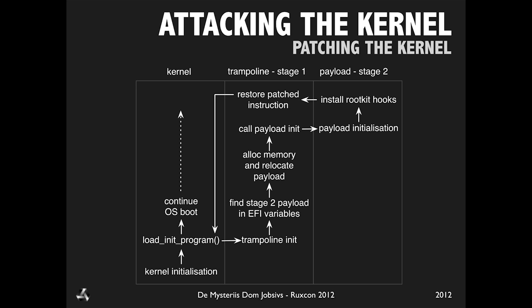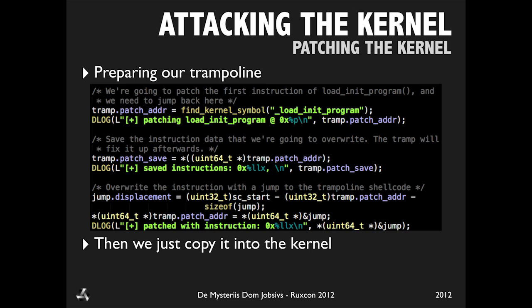And that's basically a diagram of what I just said, so very useful. There's a little code snippet of actually preparing the trampoline code. We basically just find the load init program symbol in the kernel, save the 8 bytes or so at that address, and then build an E8 relative jump to our payload, and overwrite the first instruction there with that jump. And then we copy that into the kernel and we win.